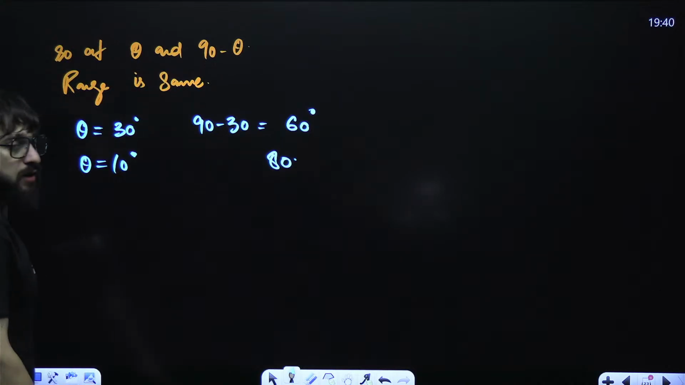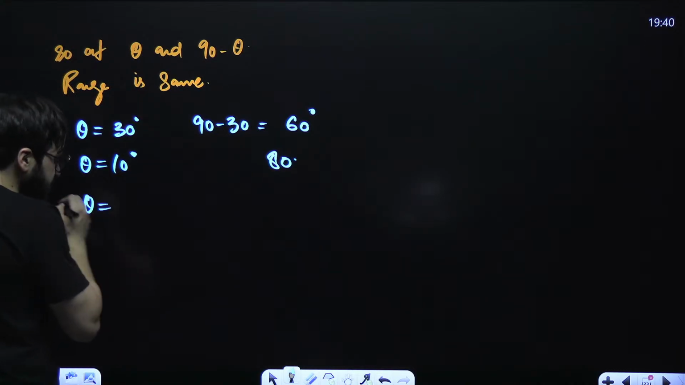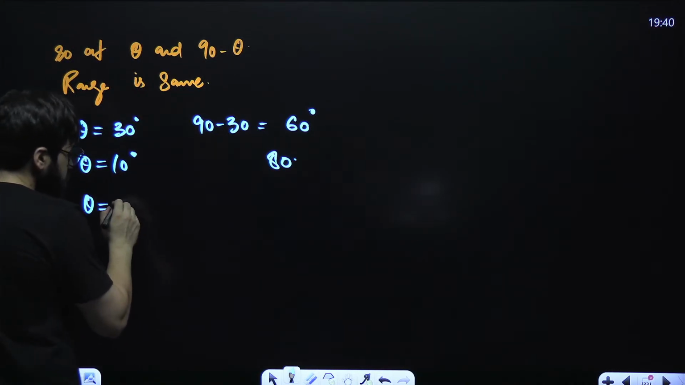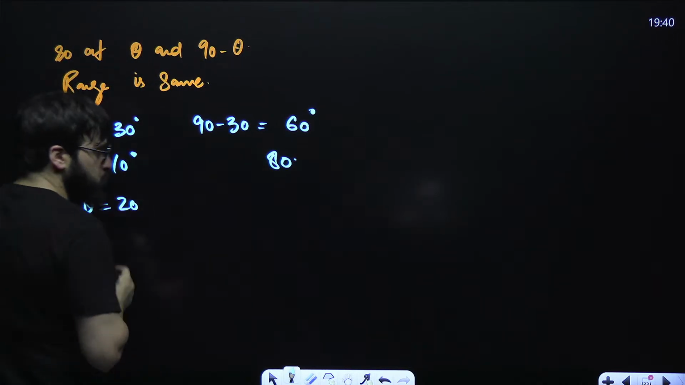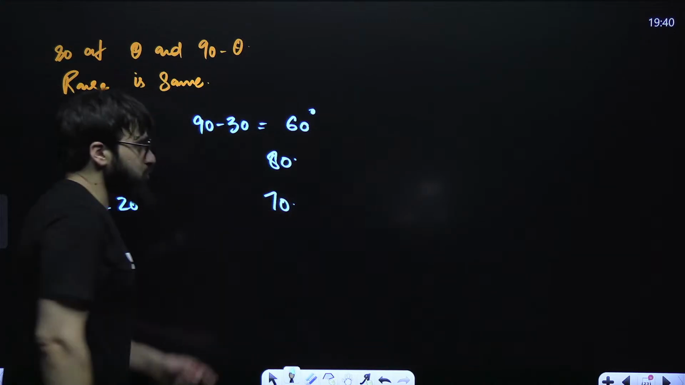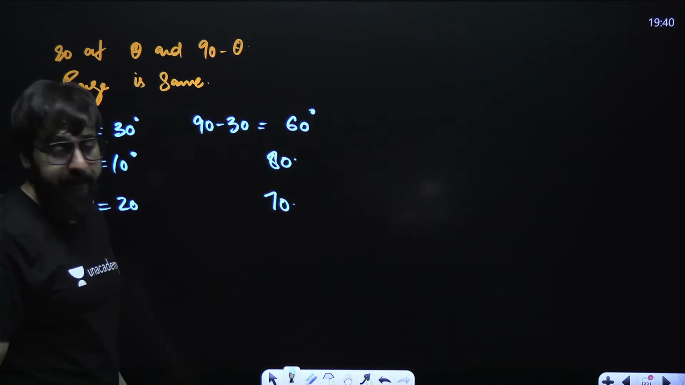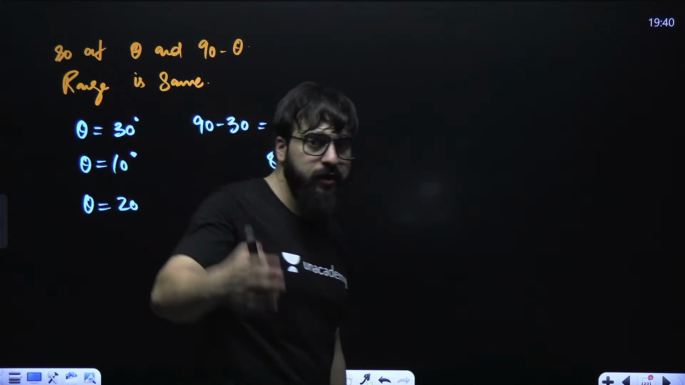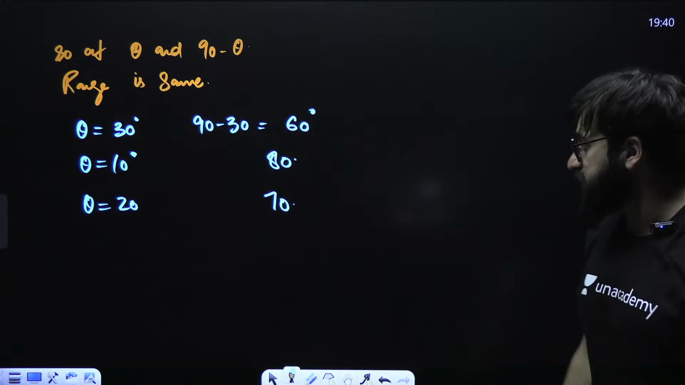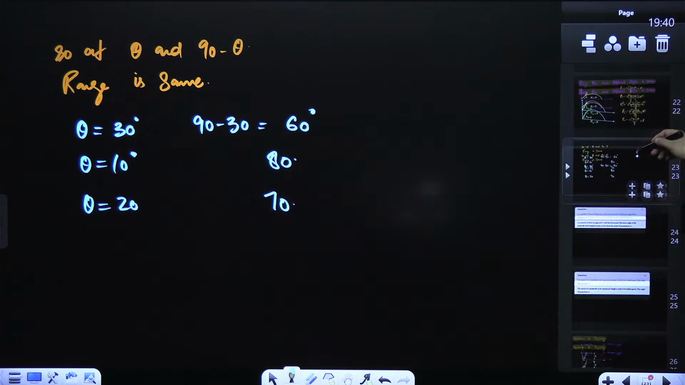If this theta is equal to, let's suppose, 20 degrees, at what angle will the range be the same? 90 minus 20, that is 70 degrees. So at 70 and 20 the range is the same. At 80 and 10 the range is the same. At 60 and 30 the range is the same. Accordingly, you can see further different combinations over here.